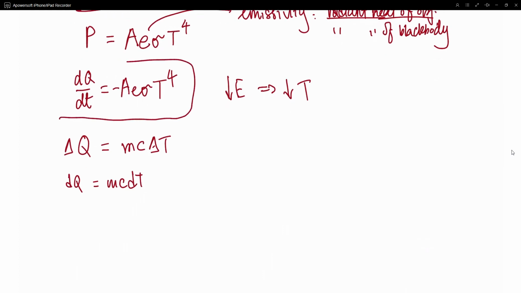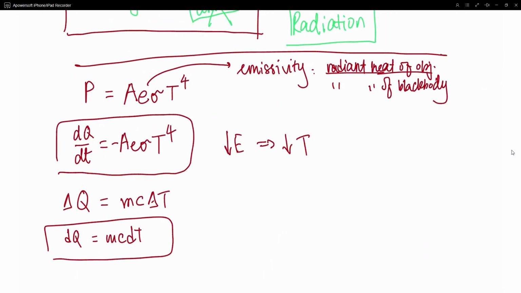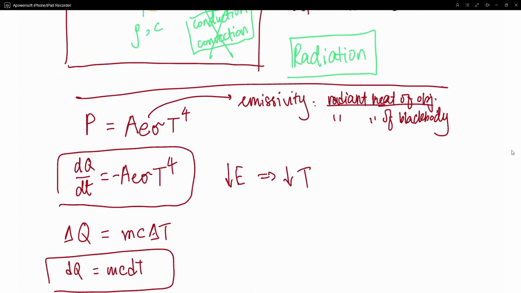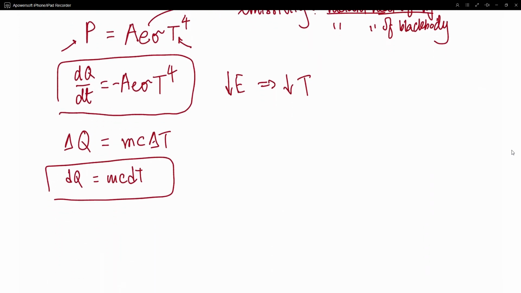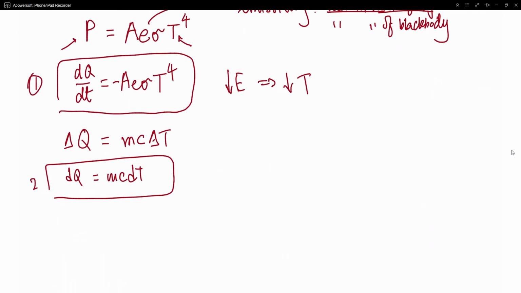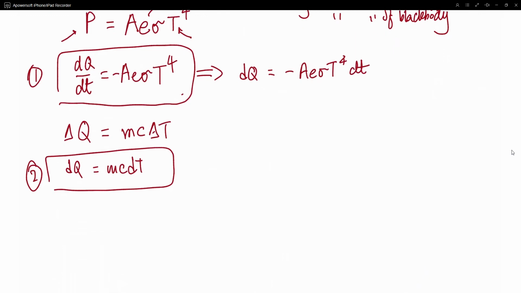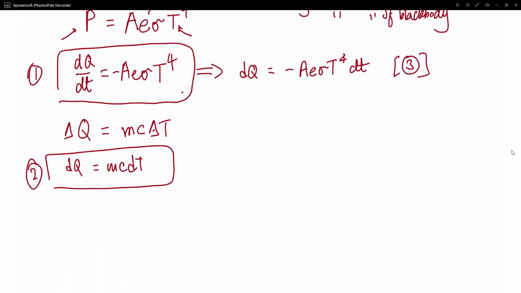So right now we have two equations and we can relate them together. So you already know that we're going to need some integration here because this temperature decreases over time, meaning that the power decreases over time, right? So integration is needed to solve this. So let's first change equation 1. Equation 1, if we multiply by dt on both sides, we get dQ is negative A epsilon sigma T to the power 4 dt. So now we can equate both these equations.